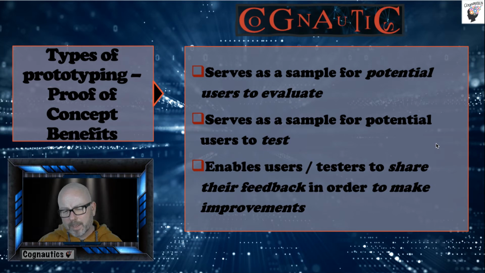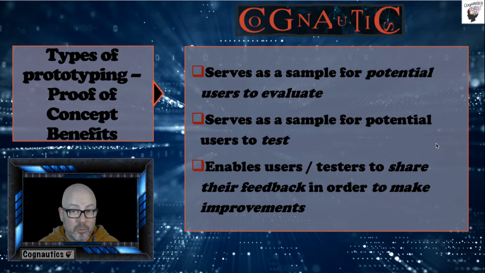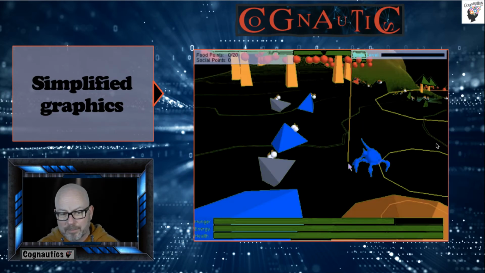Benefits. It's a sample that can be evaluated. It can be tested by users, and it enables users and testers to share their feedback in order to make improvements. So with each step, you build a working prototype, you can share it, you can test it, you get feedback from the users, you change your prototype, you produce another one, you share it with the users, and it's this stepwise way in which a game will actually be improved over time before it goes into final production.